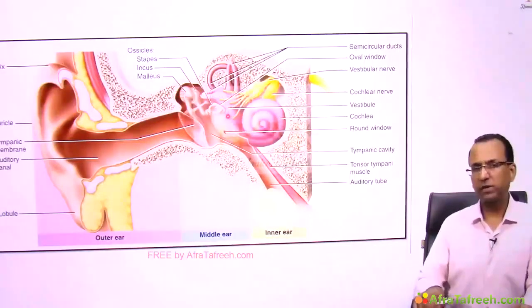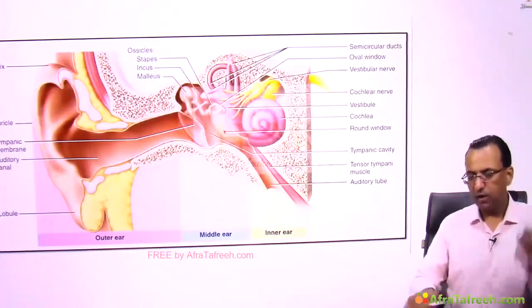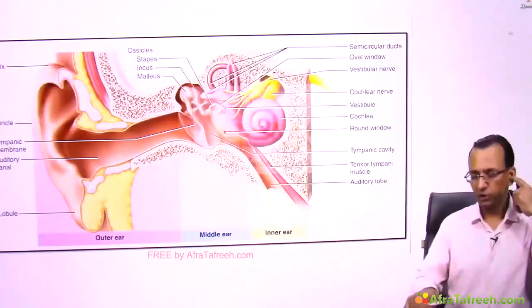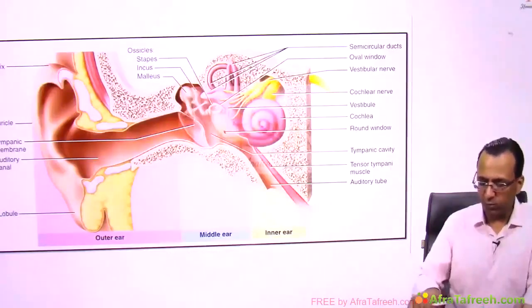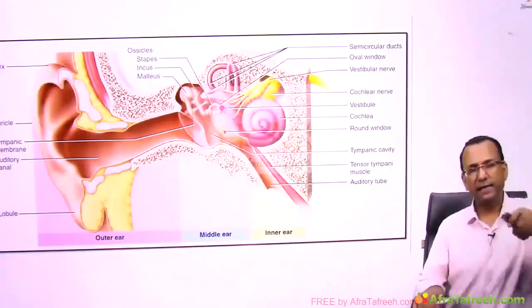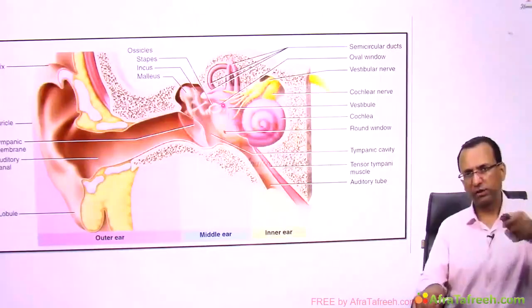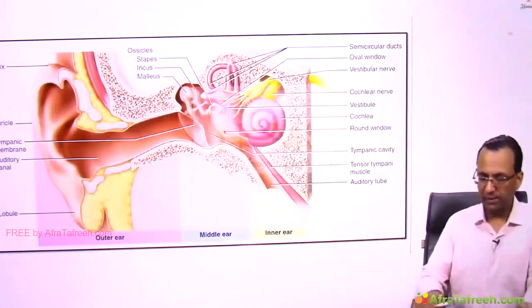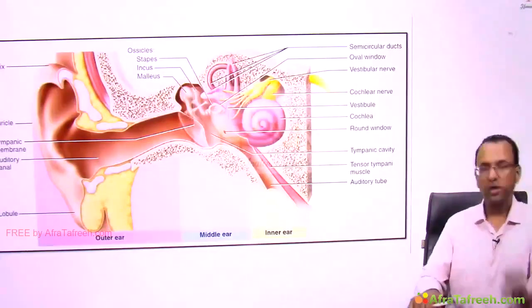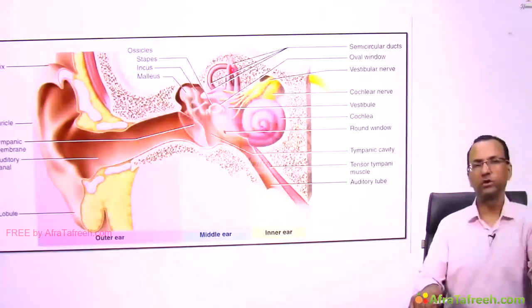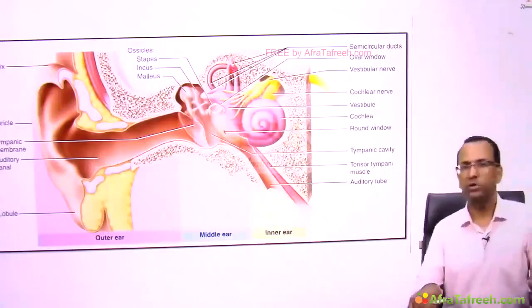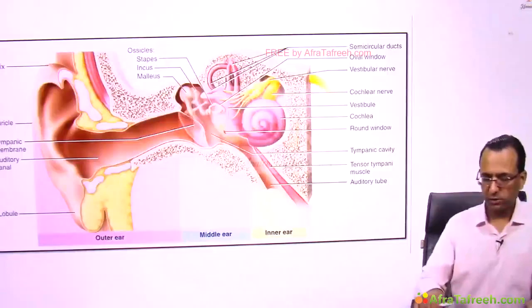First of all, tell me what is there in the inner ear. There is the cochlea with the cochlear nerve for hearing. Then there is the vestibule, which is for balance, with the utricle and saccule, and the semicircular canals also, for angular motion.